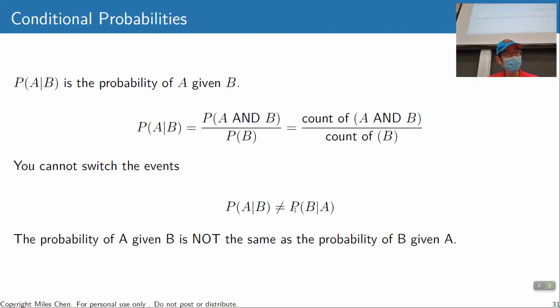But if you do what's the probability of A given B, that's not going to be the same as the probability of B given A. What's the probability someone's from Texas, if we know they drive a truck, is different than what's the probability someone drives a truck if we know they are from Texas. So the probability of A given B is not the same as the probability of B given A.